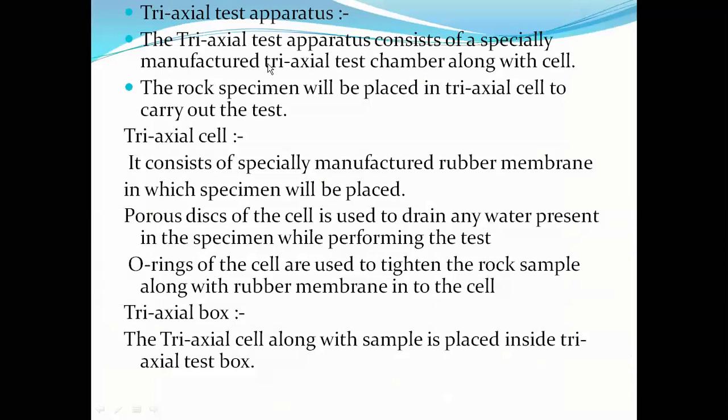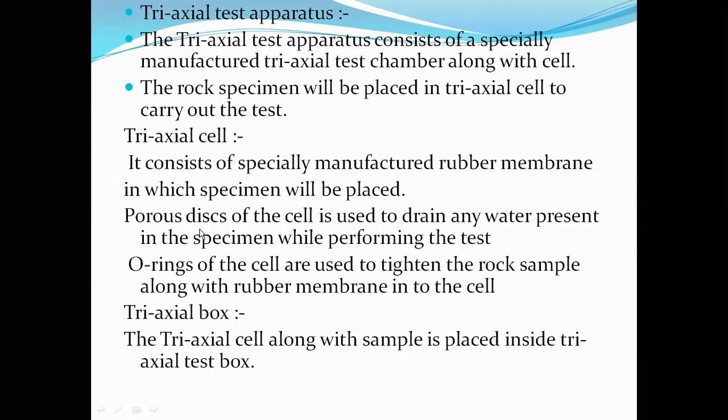The triaxial test apparatus consists of a specially manufactured triaxial test chamber along with the cell. The rock specimen will be placed in a triaxial cell to carry out the test, so it will be placed inside the cell. What exactly is the triaxial cell and what are its components? The triaxial cell consists of a specially manufactured rubber membrane in which the specimen will be placed.